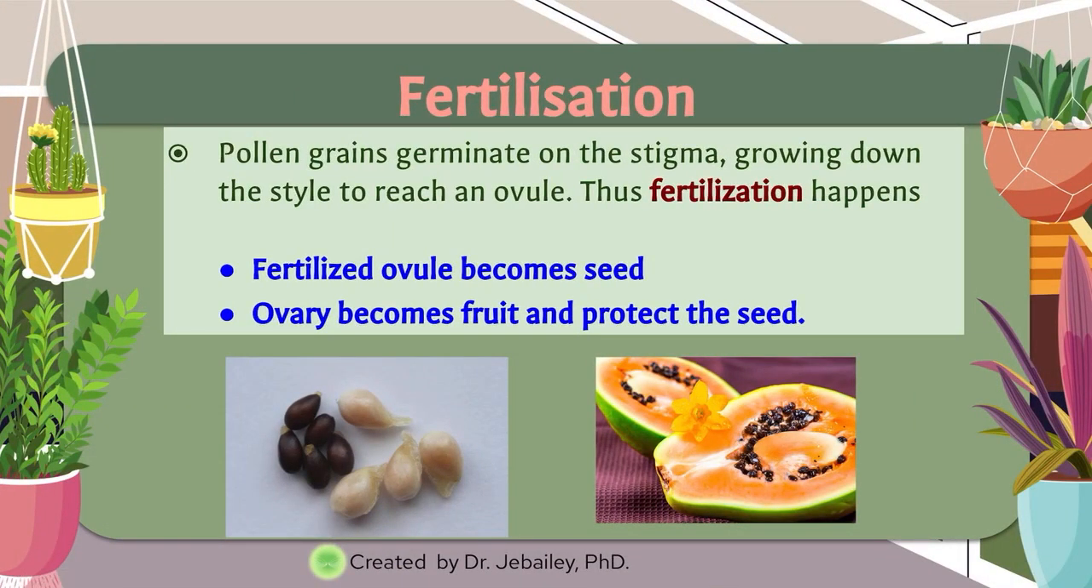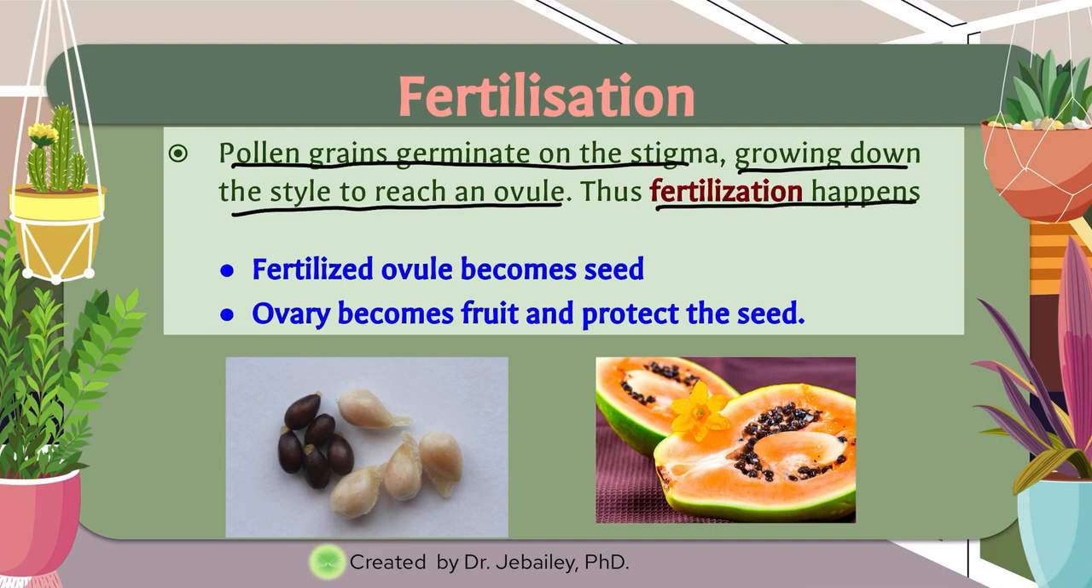So fertilization. The pollen grains germinate on the stigma, growing down the style to reach the ovule, and thus fertilization happens. So the fertilization is happening in the ovary. Now, the fertilized ovule that I talked about inside the ovary will become the seeds, and the ovary becomes the fruit, so it protects the seeds. So this is what you see right here. These are actually the protected seeds.